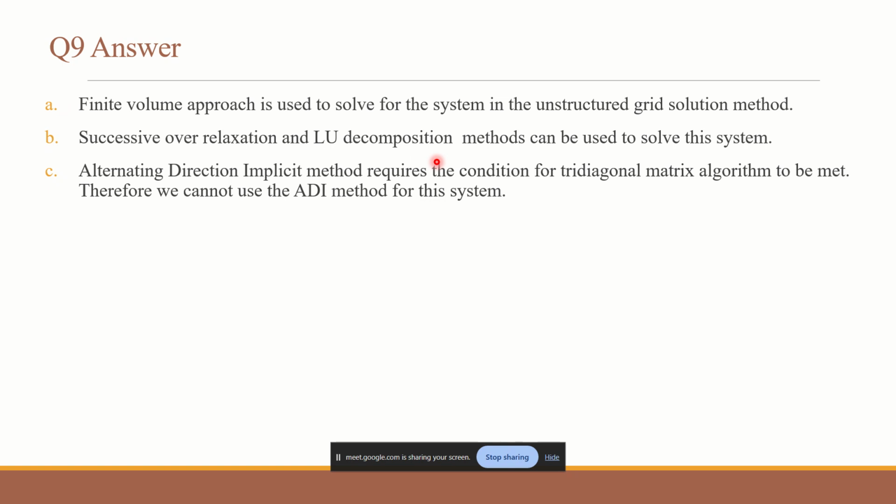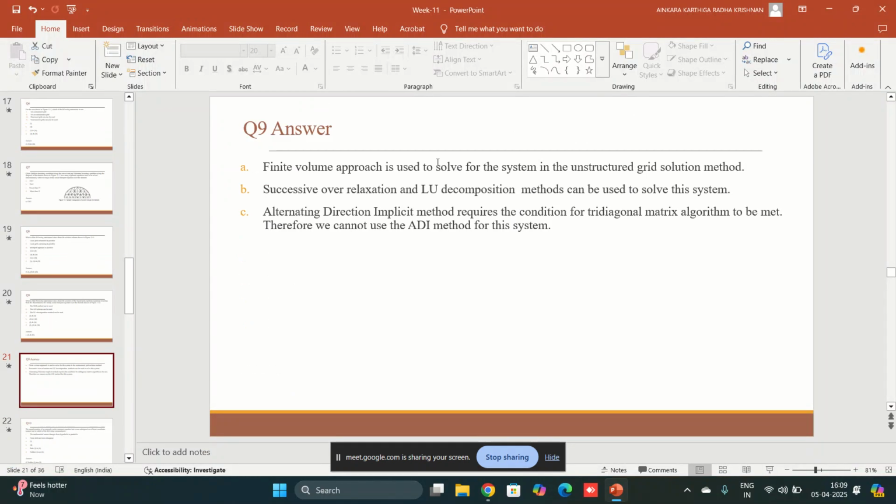In ADI, what we do, we have two sets of equations. In one we keep one direction implicit and the rest explicit and solve. Similarly, we keep the other direction implicit in the other equation and solve the system as well.